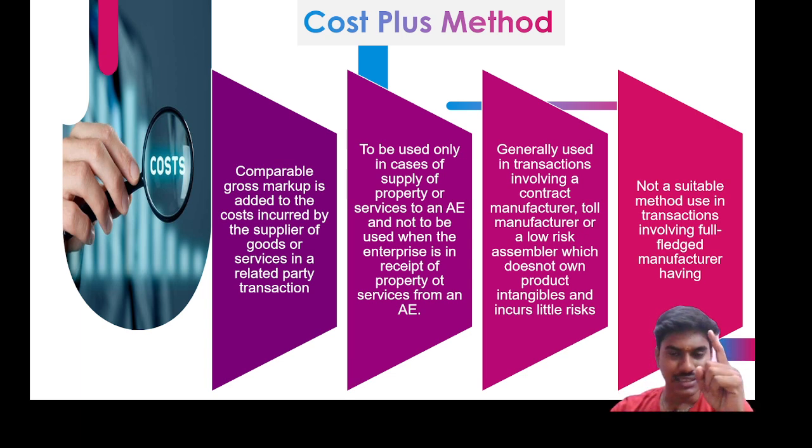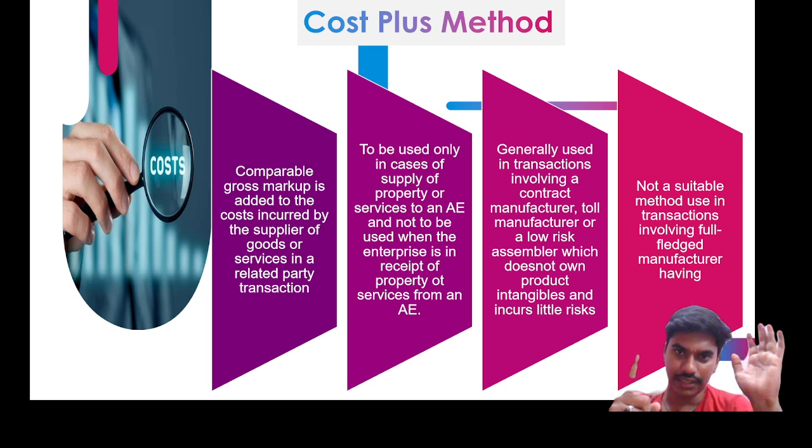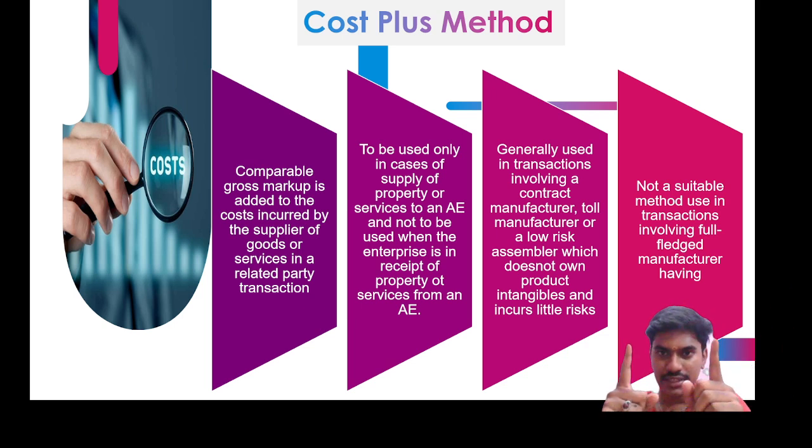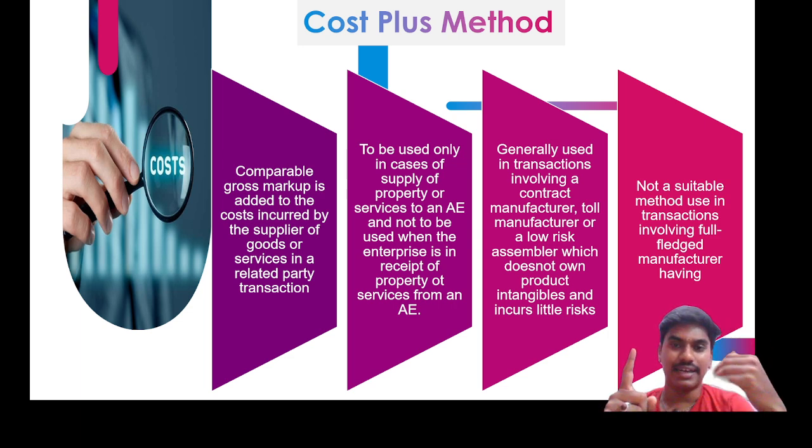So basically, the risk which is taken by this Indian entity is very less, which is known as a low risk entity. Now we'll take a reverse scenario. Assume there is an Indian entity and a foreign entity. The foreign entity has the intangibles and holds the patent. The Indian entity produces the goods and sells them in the Indian market.